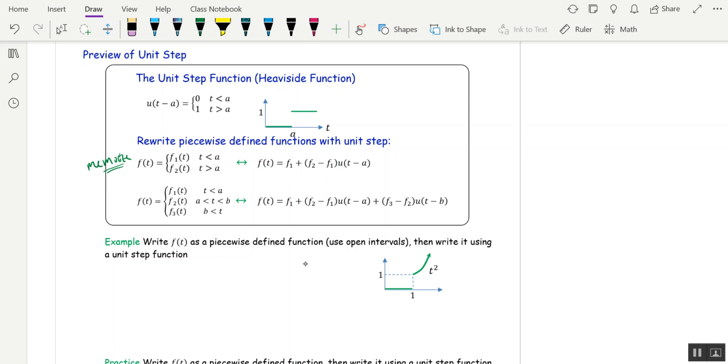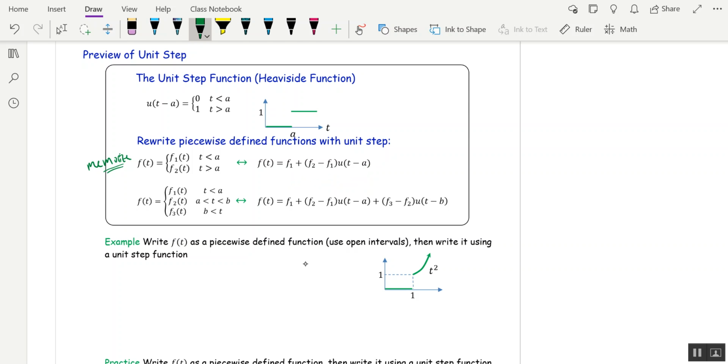Now, suppose t is greater than a. If t is greater than a, you want f2. Well, if t is greater than a, then the unit step is 1. So f is f1 plus (f2 minus f1) times 1. So the f1's cancel, and you get f2, which is what you wanted. So that's how it works.